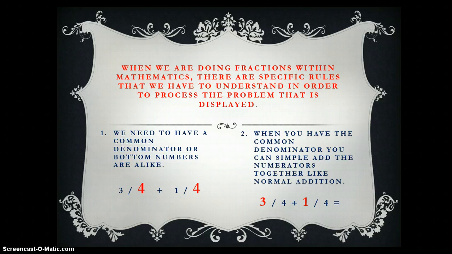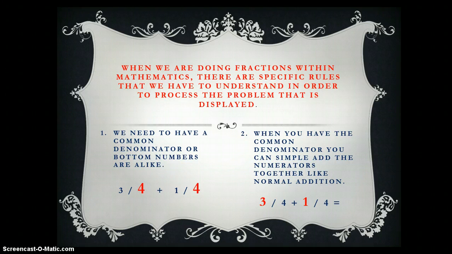When we are doing fractions within mathematics, there are specific rules that we have to understand in order to process the problem that is displayed. The first rule is we need to have a common denominator, or the bottom numbers have to be alike. As you see, we have 2 fractions, 3/4 and 1/4, and we're trying to do the addition of that.